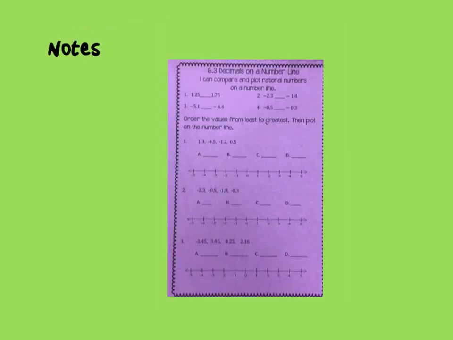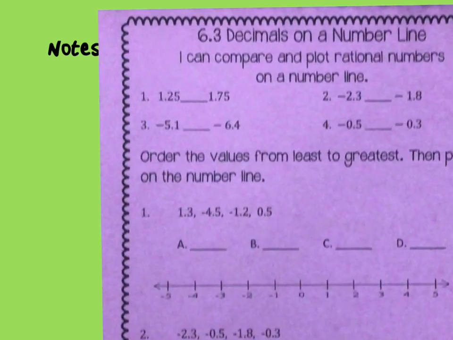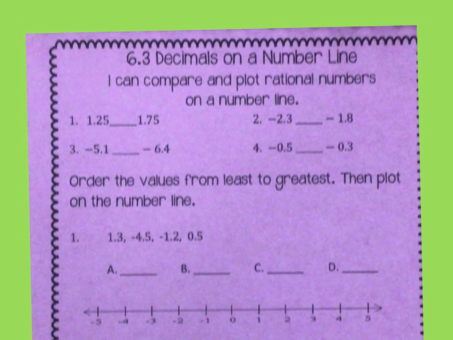Let's move on. All right, so putting decimals on a number line. Decimals on a number line. I can compare and plot rational numbers on a number line. So let's talk about this for a moment. Again, we are comparing these numbers right here, so we know this one's bigger. So 1 in 2500ths is less than 1 in 7500ths.